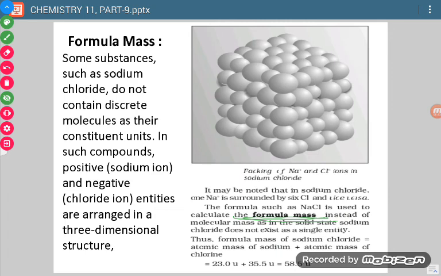It is the sum total of atomic masses of all the atoms present in one formula unit of the compound. Just like if you want to calculate the formula mass of sodium chloride, the formula is NaCl. So we add the atomic mass of Na and the atomic mass of Cl, and the total comes out to be 58.5. So these are the different masses which we have discussed.